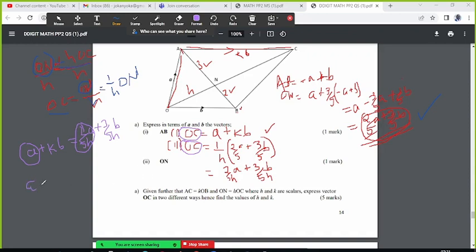So A equals 2 over 5 H A. A and A will cancel, cross multiply. 5H equals 2. We want H, so divide by 5 over 5. H is equals to 2 over 5.